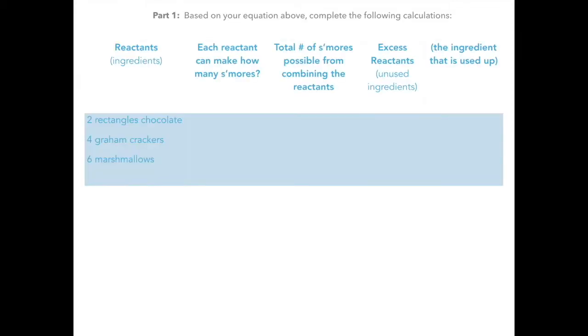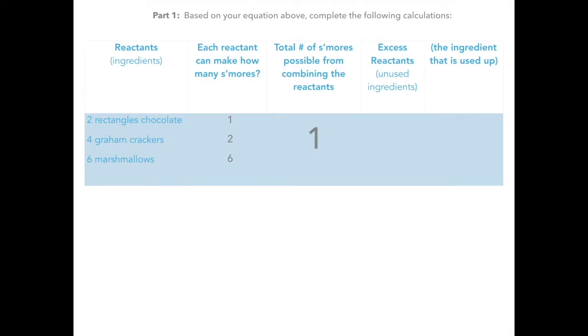Alright, so let's look at some calculations for this. So if I tell you I have 2 rectangles of chocolate, how many s'mores can I make? Well, because you need 2 rectangles of chocolate for each s'more, it's going to be 1 s'more. If I have 4 graham crackers, that would make 2 s'mores. And then if I have 6 marshmallows, that would be 6. So I have all of these different possibilities, but the important thing for you to know is that I can only make 1 s'more. And the reason why is because I don't have enough chocolate.